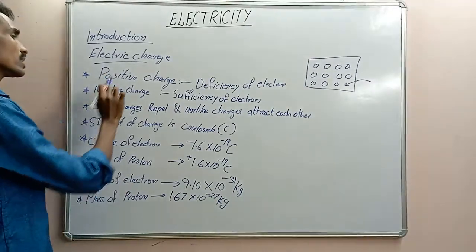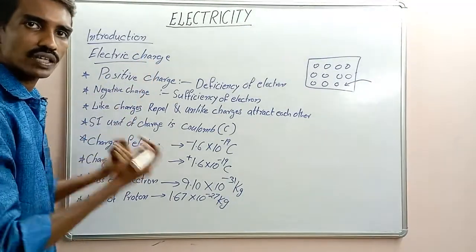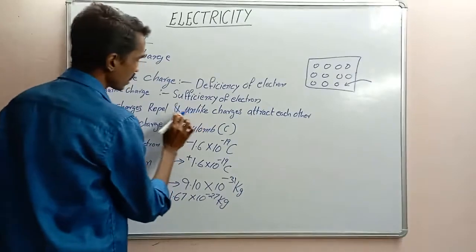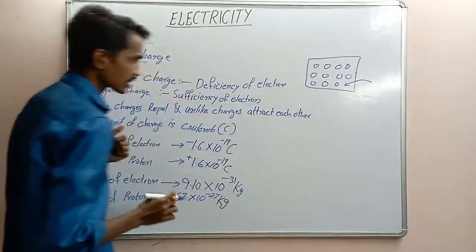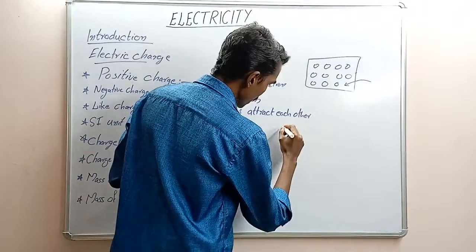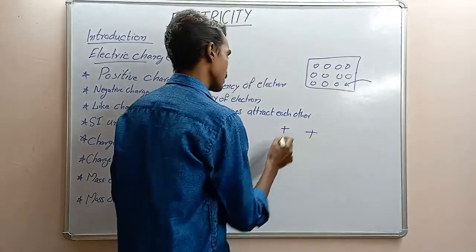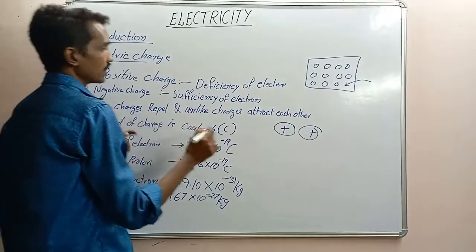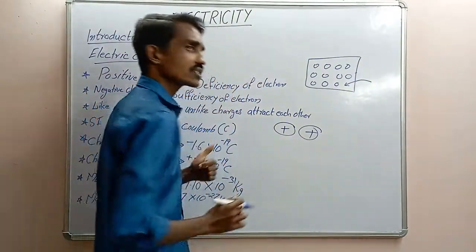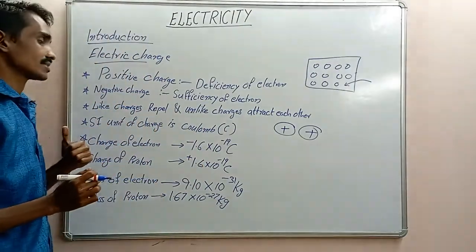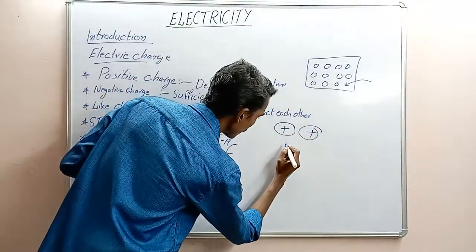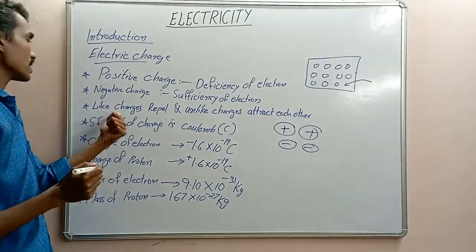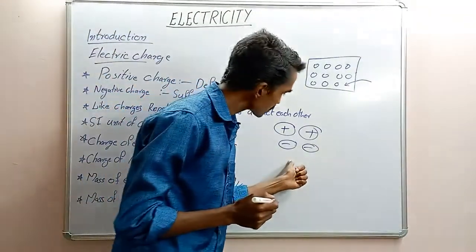Okay, so we know how positive and negative charges occur. Next we studied that like charges repel and unlike charges attract. So what are like charges? A positive charge and a positive charge: will they attract or repel? They will repel. Positive and positive are same charges or like charges, so they repel. In a similar way, a negative and a negative charge are same charges, like charges.